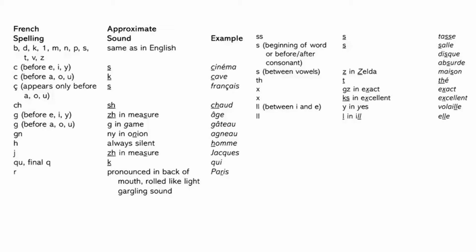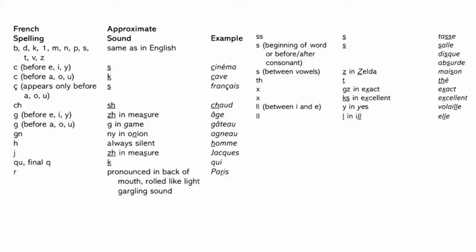But now I am talking about letter C. Before E, I, Y, if there is C, the sound is S, like cinema. Before A, O, U, if the letter is C, the sound is K, like "cave". C with a small sign, that is called cédille. If you have cédille in C before A, O, U, the sound is S, so it is called "garçon", "français".